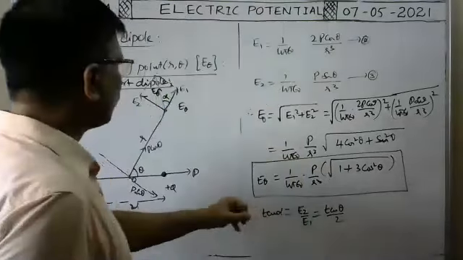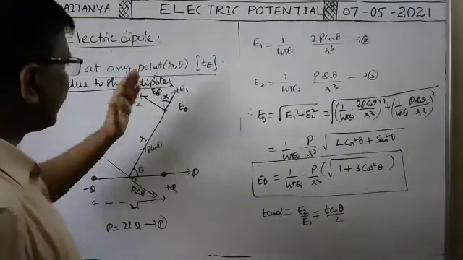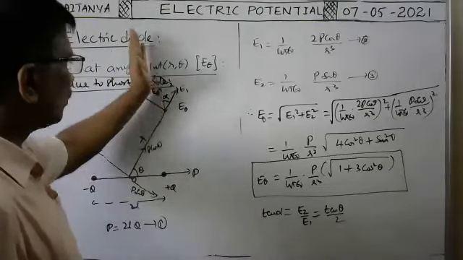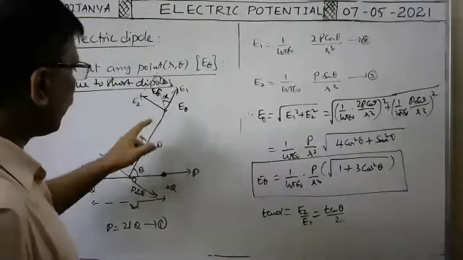So when you know this alpha value, then we can say the resultant intensity at this point is along the direction making an angle alpha with the line joining the point and midpoint.